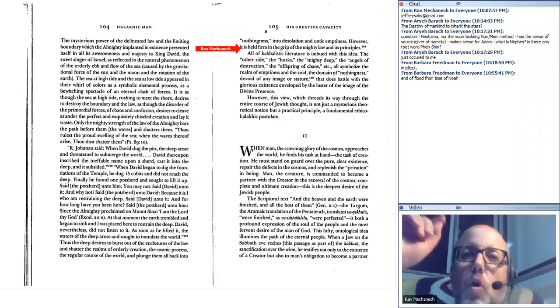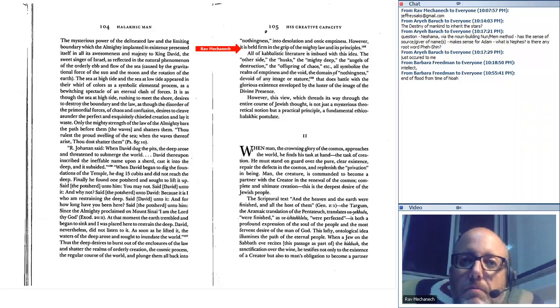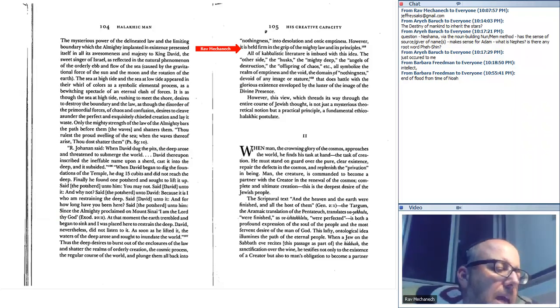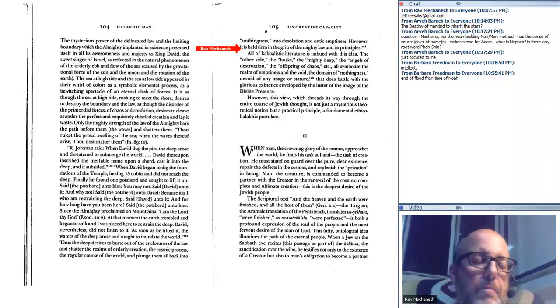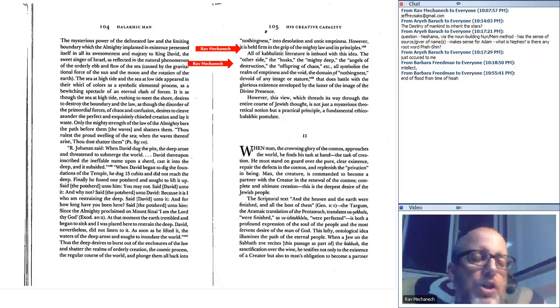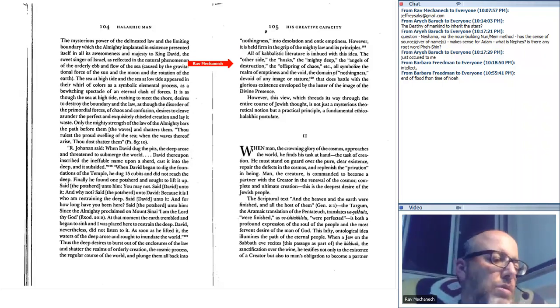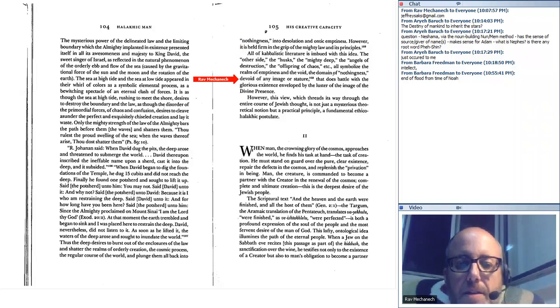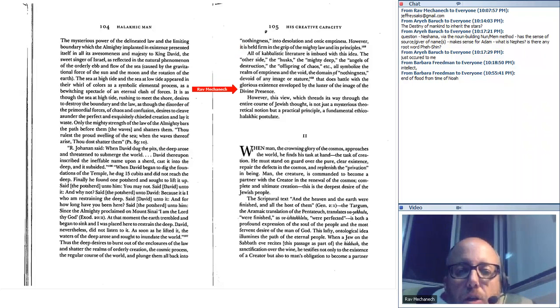It's Anochi, I am the Lord your God. That very first commandment, that very first of the Aseret HaDibrot, which is the moment at which the chaos gets plugged up. He mentions now this idea as it plays out in the Kabbalistic literature, the forces of evil, the forces of destruction, the forces of chaos, the Sitra Achra, the Klipot, the Tohoma Rabbah, the Malachei Chabala, all these different synonyms and Kabbalistic notions, which all symbolize the realm of emptiness and the void, the domain of nothingness, devoid of any image or stature. That does battle with the glorious existence enveloped by the lust in the image of divine presence.